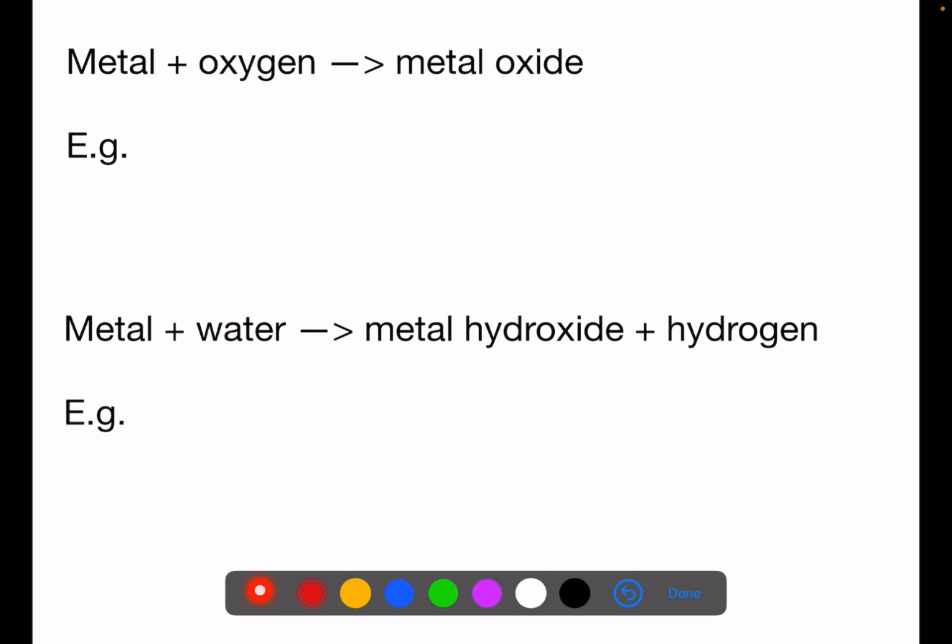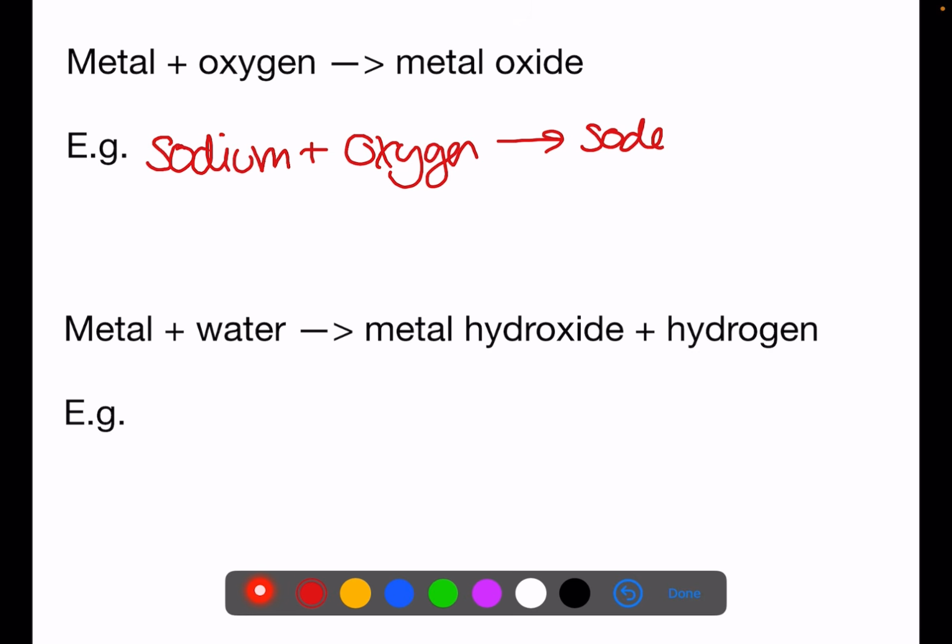Let's take a closer look at the metal reactions. If we react a metal with oxygen, we get a metal oxide. For example, if we react sodium with oxygen, we'll get sodium oxide. You need to be able to write these as word equations and balanced equations.